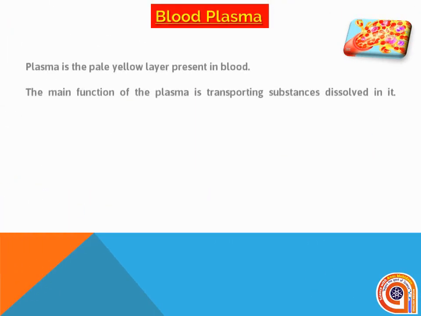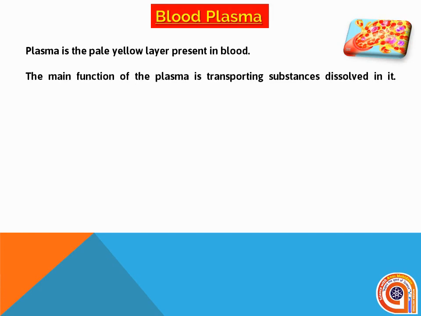Blood plasma. Blood plasma, we said, is the layer present as a liquid of pale yellow color in blood. The main function of the plasma is transporting the substances dissolved in it throughout the body. All the particles and substances present in blood will be transported towards their target places, and that is done by blood plasma. This blood plasma mainly consists of water, and that is why it appears in liquid form.